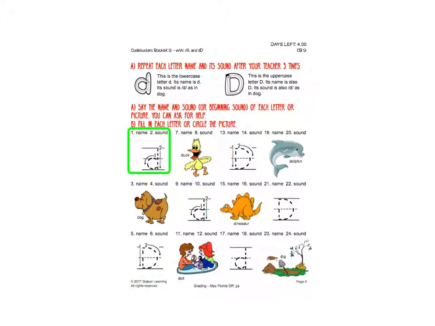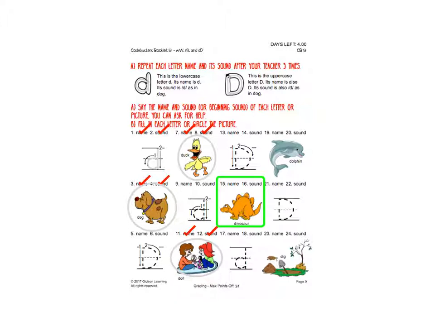This is the letter D. The sound is D. And now we can write our D. This is a picture of dog. The beginning sound is D. And now we can circle it. This is a picture of duck. The beginning sound is D. And now we can circle it. This is a picture of doll. The beginning sound is D. And now we can circle it.